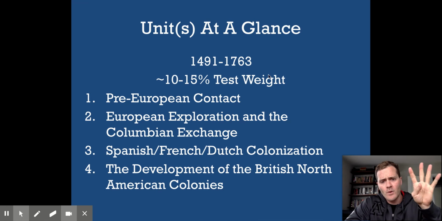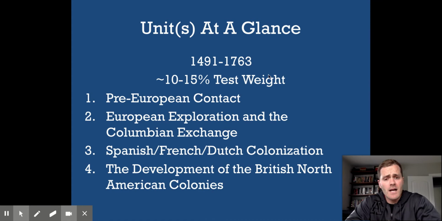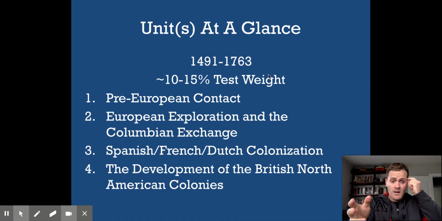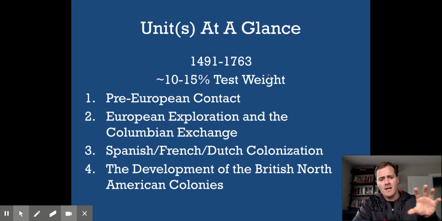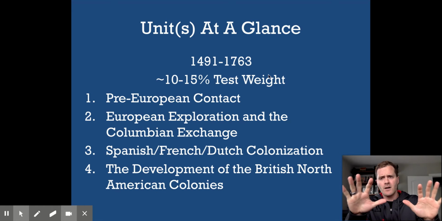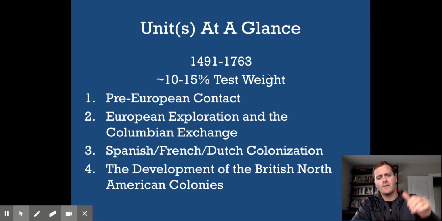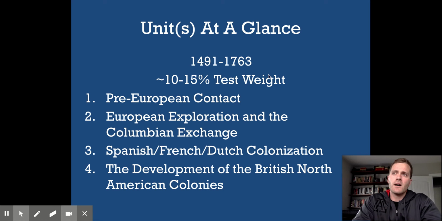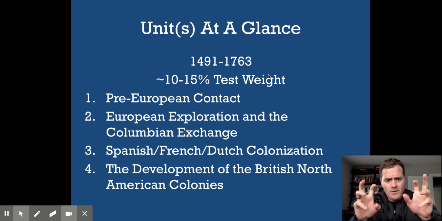So in this time period, we have 4 things to talk about, and I have it numbered on the slide so you guys can keep track. 1 is pre-European contact. What does the world look like before the Europeans show up? 2 really mirrors the next step on the key concepts from the College Board. What does European exploration look like? What does the Columbian Exchange do to the world? 3 is what does colonization look like from the Spanish, the French, and the Dutch perspectives? They're going to colonize different areas of the New World with a very different level of control, different focus, different goal, different influence in different parts of the New World.